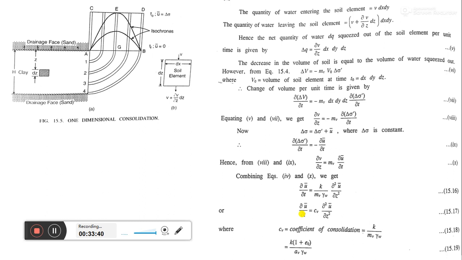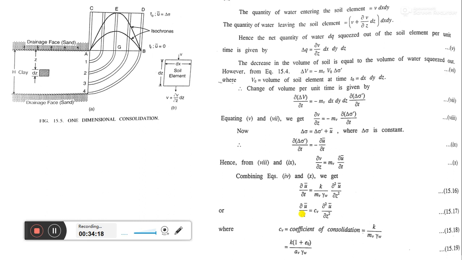Okay, so some terminology will come day by day. You should keep in your mind what this terminology is and why it is used. So av is the coefficient of compressibility. CV is the coefficient of consolidation. You can write CV is the coefficient of consolidation and av is the coefficient of compressibility. But what is coefficient of consolidation and what is coefficient of compressibility, I will tell later after one or two classes.